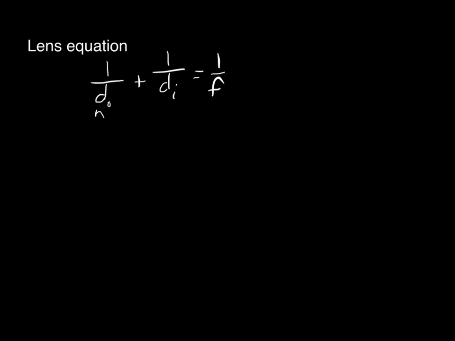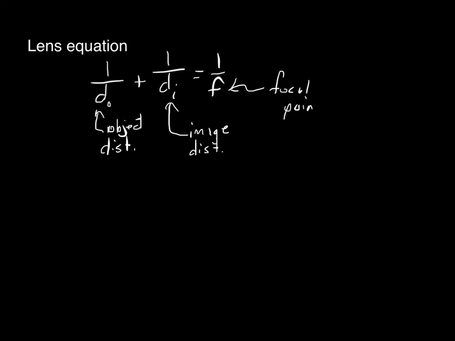And what these stand for, d naught would be our object distance. In other words, how far is our object from the lens? Di would be the image distance, which is how far away from the lens the image is formed, and f is our focal length, right? How far away is the focal point from the center of the lens? And so we could calculate where things are located that way as well, other than drawing a ray diagram.